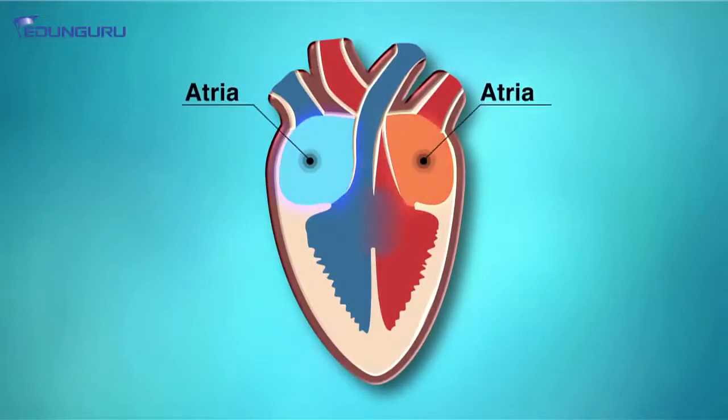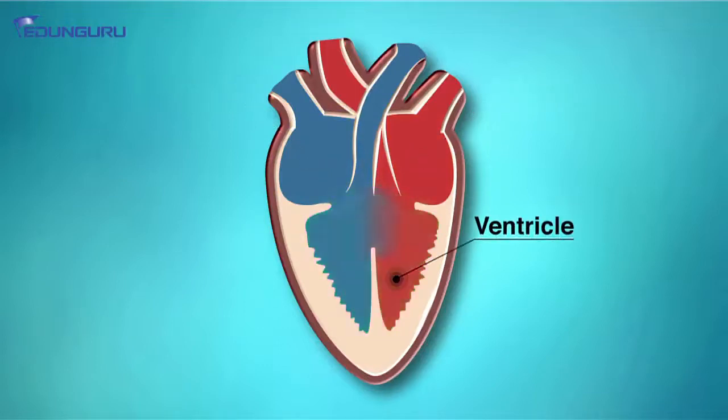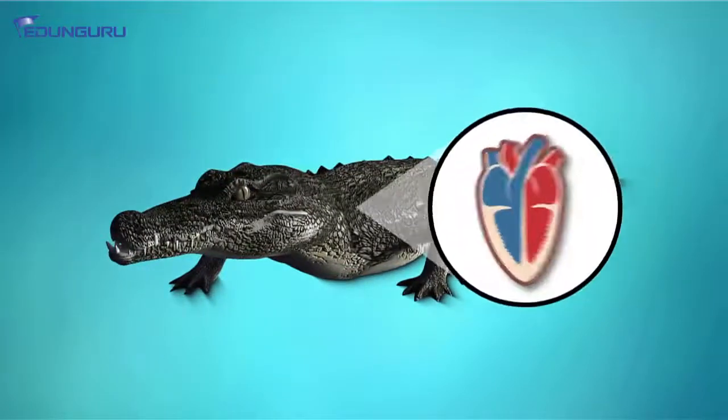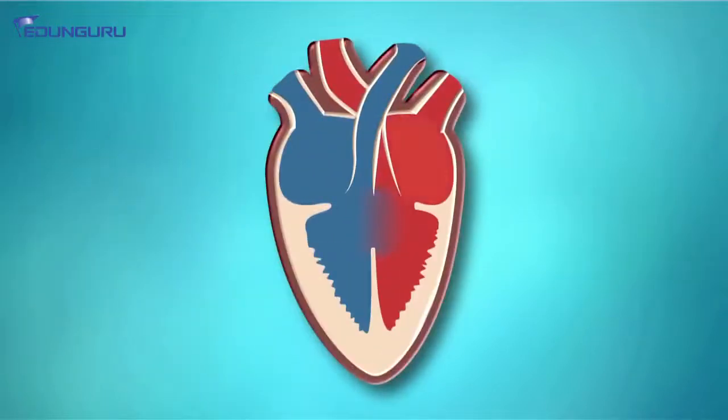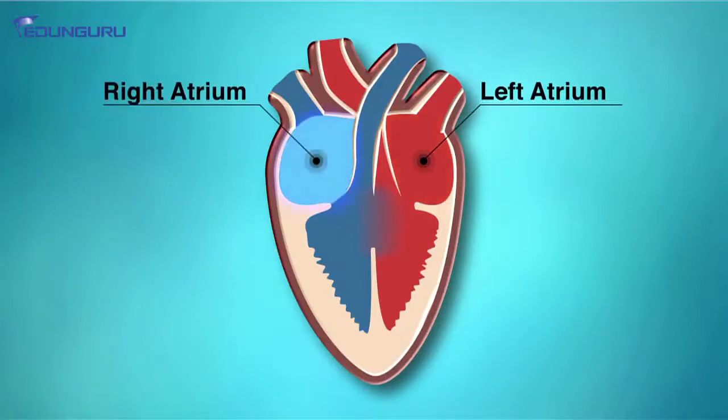We have two atria and a common ventricle, which means that though there is separation of blood in the atria in terms of oxygenated and deoxygenated blood, the common ventricle mixes that blood up again. In the case of the crocodile, it varies slightly compared to other reptiles. So again, we have a left atrium and a right atrium.